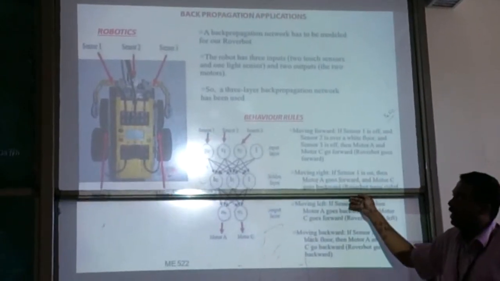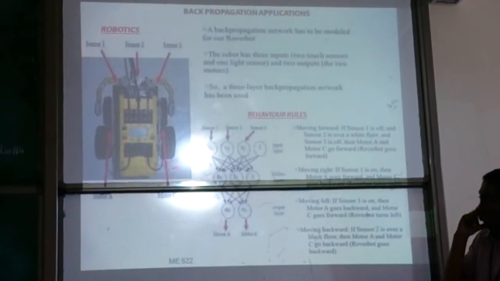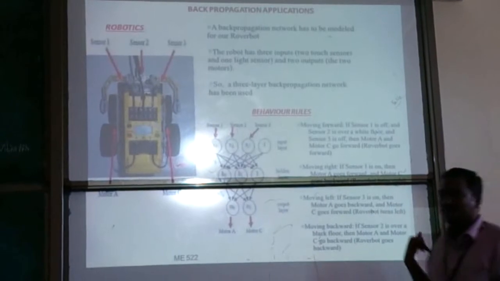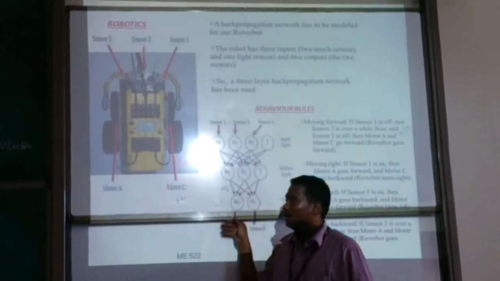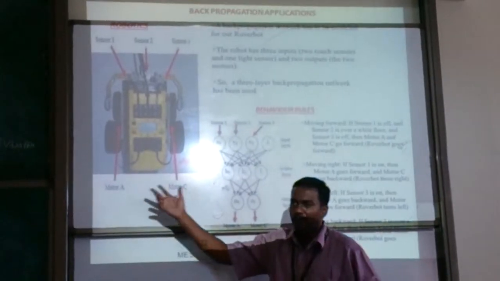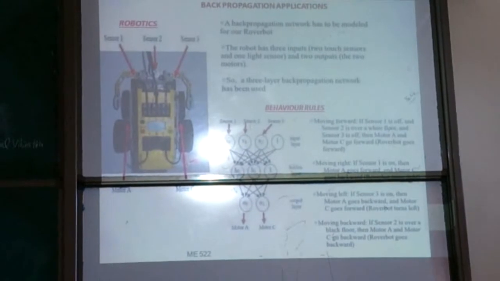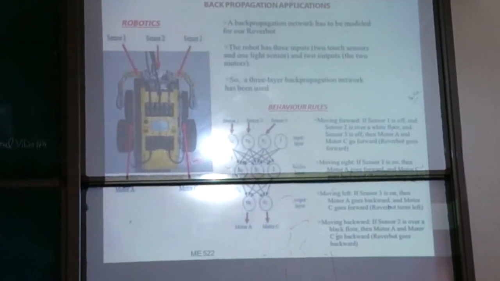And in parallel, you have 3 sensors: sensor 1, sensor 2, sensor 3, and motor A and motor C. Motor A indicates forward or backward, and motor C indicates forward or backward, whatever it may be. So what happens? The back propagation network has to be modeled for our robot. The robot has 3 inputs.